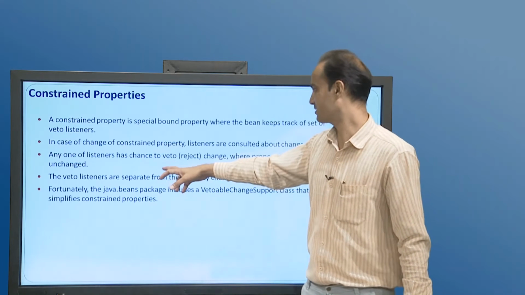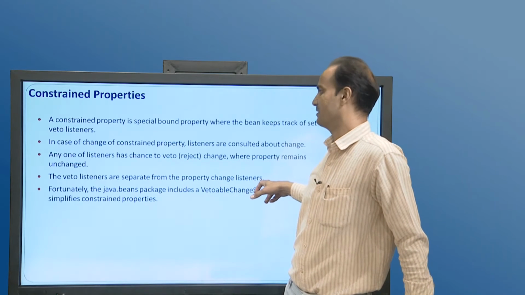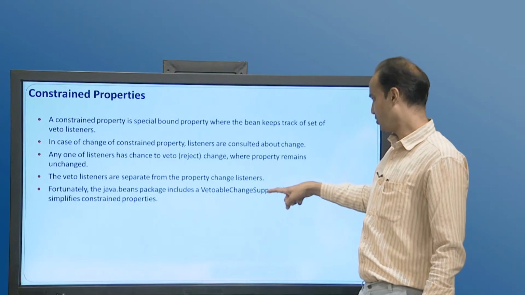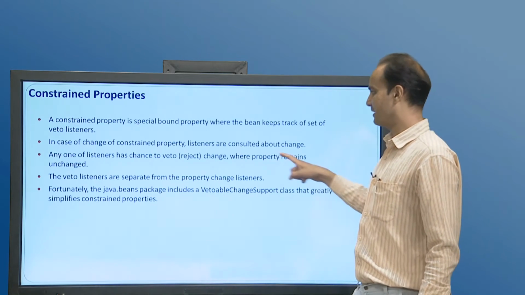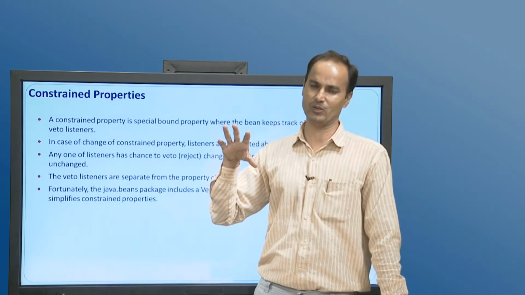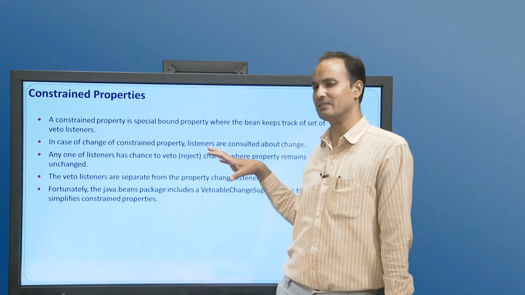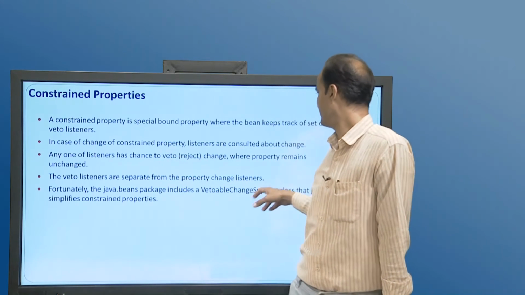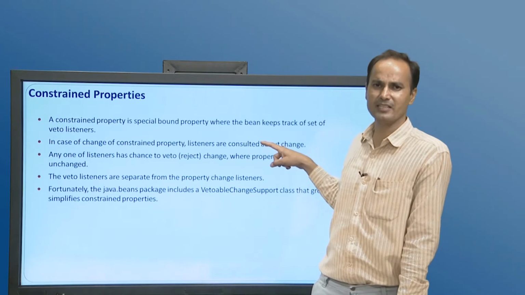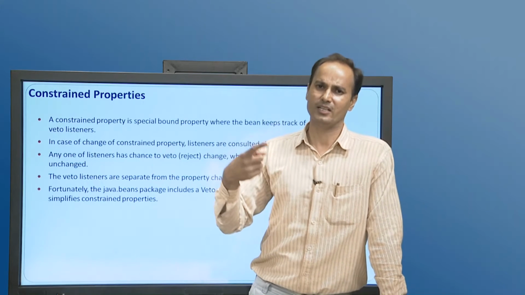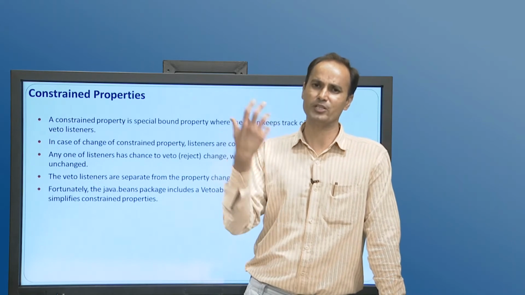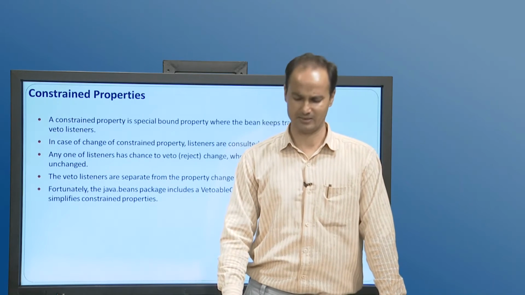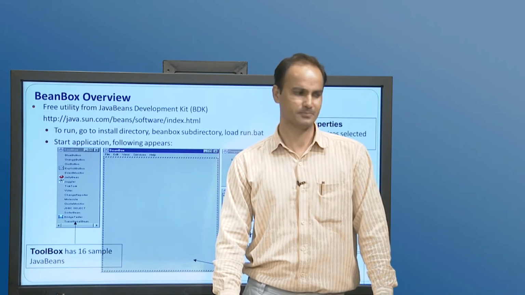Okay. The veto listeners are separate from the property change listeners. Fortunately, the JavaBeans package includes the VetoableChangeSupport class that greatly simplifies constraint properties. So, the VetoableChangeSupport class provides this mechanism, and there is a VetoableChangeListener interface which allows objects to use the veto to accept or reject the changes in a property of a bean.